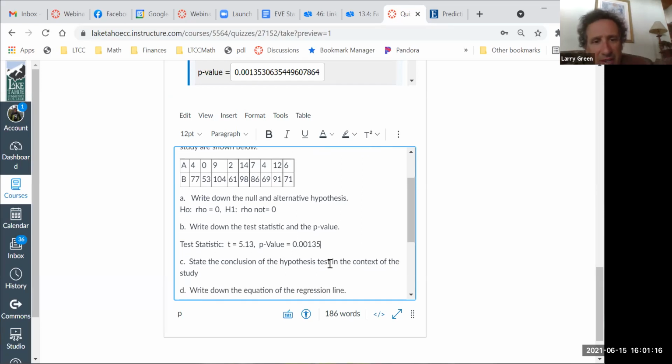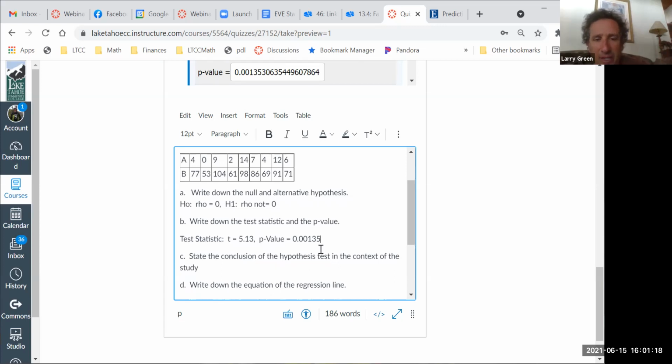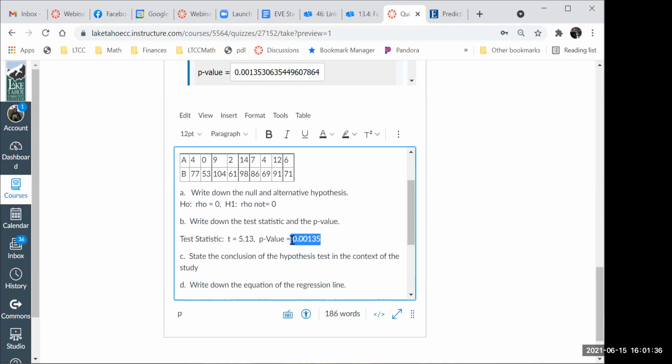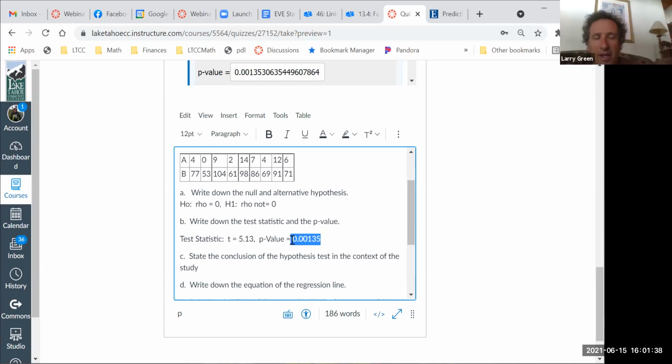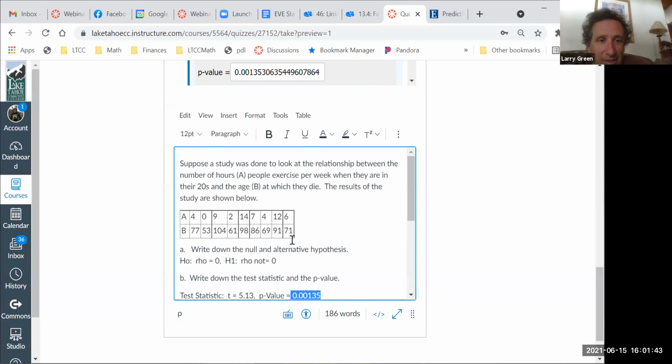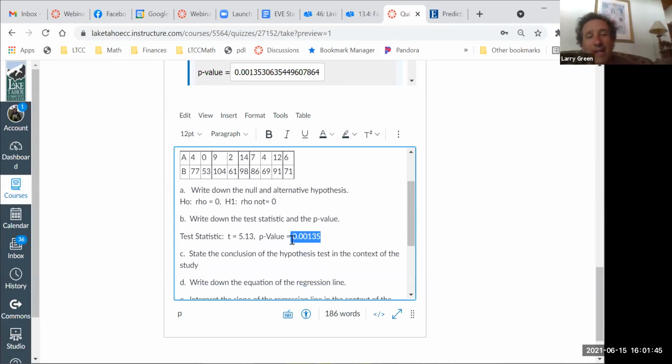All right, now it's time to state our conclusion. What do you notice about that p-value? What's important about it? It's smaller than any level of significance we care about. Right. By the way, if I don't give you a level of significance, I'll make sure that the p-value is either really tiny or really big. So it's going to be one or the other.